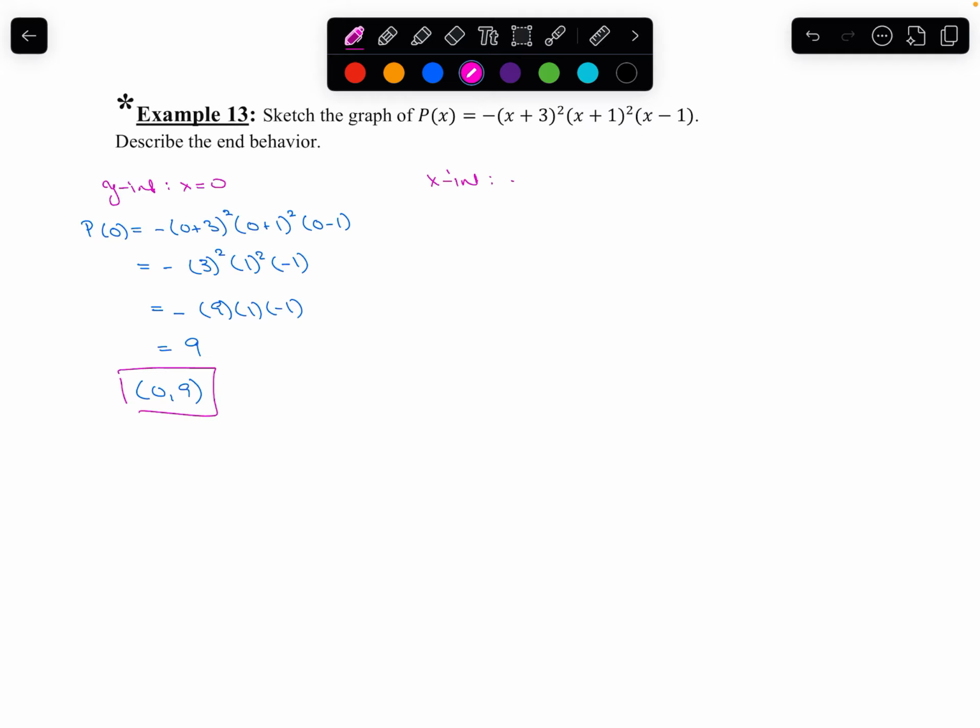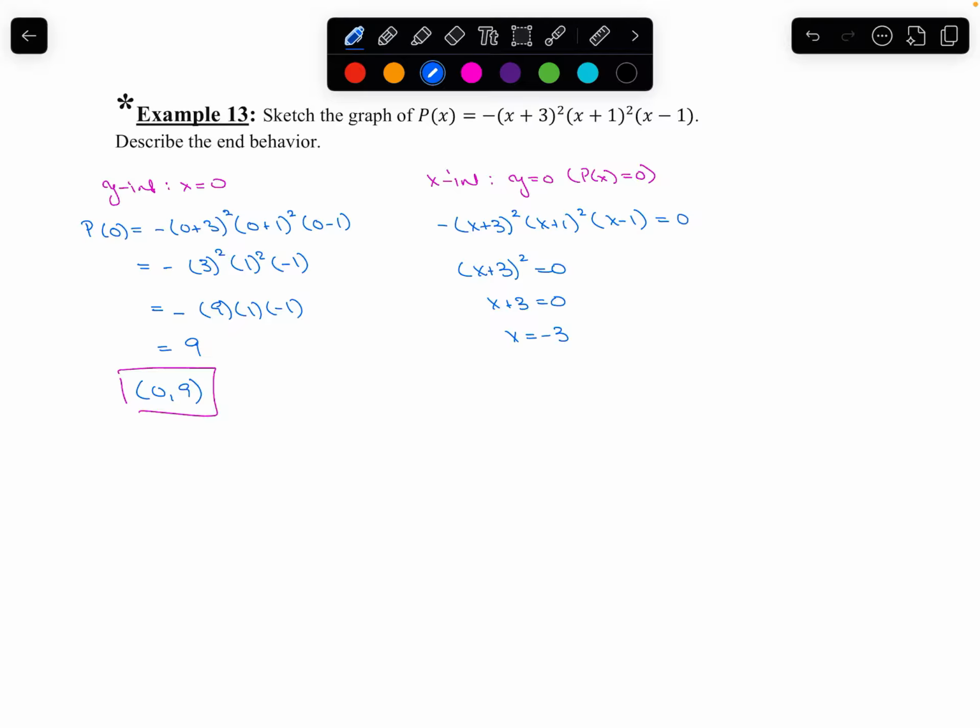The x-intercept is when y is equal to 0, or p of x is equal to 0. Okay, so we're going to let negative x plus 3 squared times x plus 1 squared times x minus 1 equal 0. So for each one of the factors that have an x as part of it, we're going to set it equal to 0. So this is nicely factored out for us. We have x plus 3 squared is equal to 0. So x plus 3 must be equal to 0, which means x must be equal to negative 3 for it to be true.